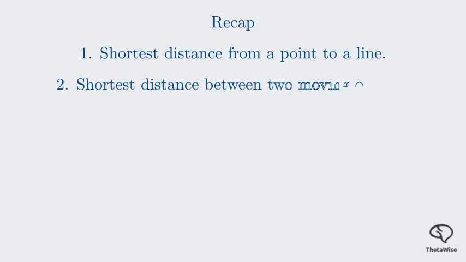We've now completed a comprehensive review of key vector applications. Let's briefly recap what we've covered. We explored three essential types of problems. First, we learned how to find the shortest distance from a point to a line using two methods: the dot product for the foot of the perpendicular and the cross product for a direct distance calculation. Second, we developed a method to find the shortest distance and time between two moving objects using a quadratic function.